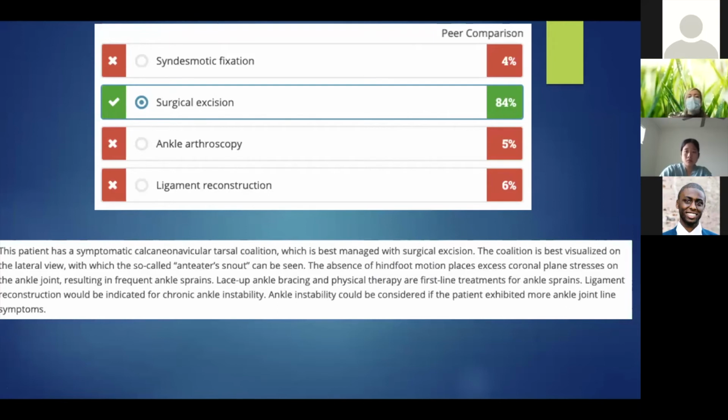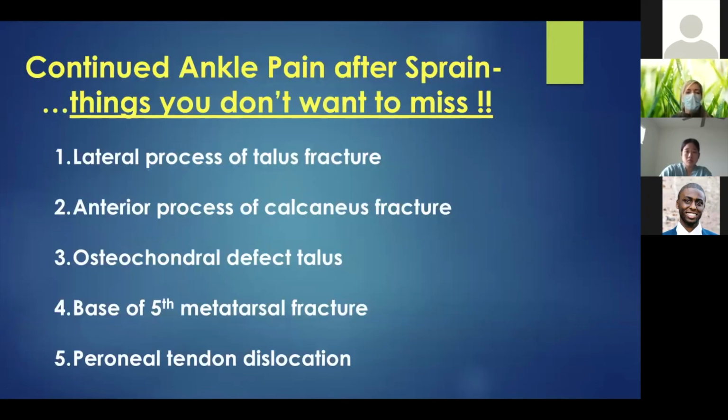Okay, so now a couple more slides and then we will take a break. This kind of wraps up a lot of the things that we just saw. Things that you don't want to miss after a sprain are lateral process of the talus fracture, anterior process of calcaneus fracture, osteochondral defects, base of the fifth metatarsal, and peroneal tendon dislocations, some of which we just saw.